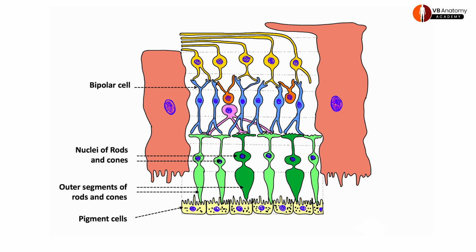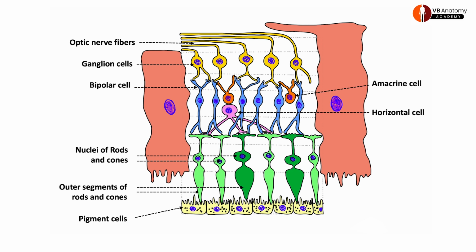These then pass this information to the ganglion cells, which are the second order neurons in the visual pathway, which then transfer the information through their axons, which form the optic nerve, relaying this information finally into your visual cortex. Supporting all this activity are the horizontal cells, the amacrine cells, and the Muller cells.